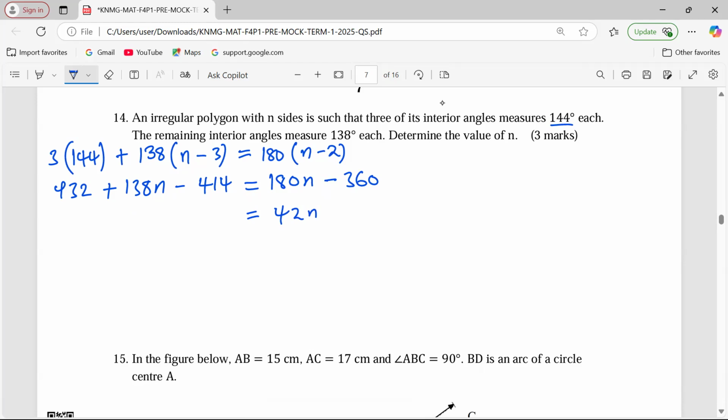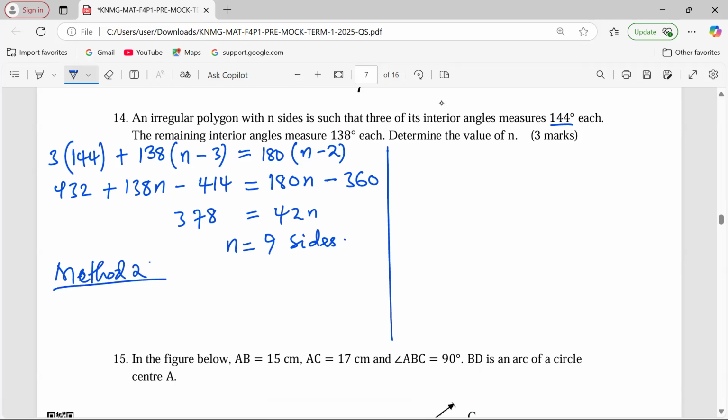Then on the other side, we have 432 minus 414 plus 360, because 360 will be added. We get 378. Then the value of n can be gotten after dividing this by 42. The value is 9. 9 sides. Very simple approach. We can check alternatively.